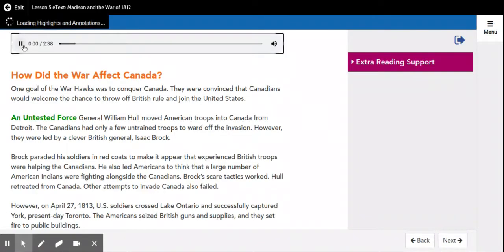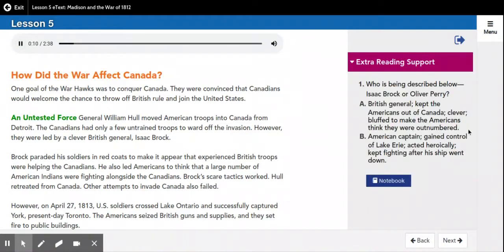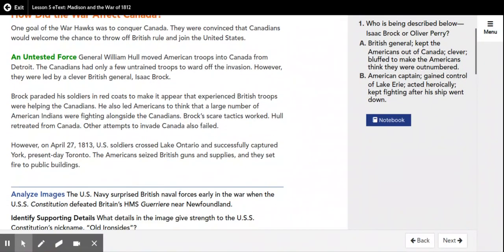How did the war affect Canada? One goal of the Warhawks was to conquer Canada. They were convinced that Canadians would welcome the chance to throw off British rule and join the United States. An untested force. General William Hull moved American troops into Canada from Detroit. The Canadians had only a few untrained troops to ward off the invasion.